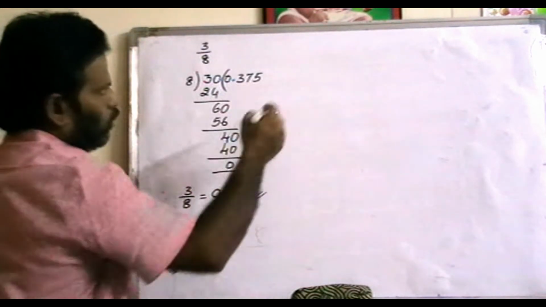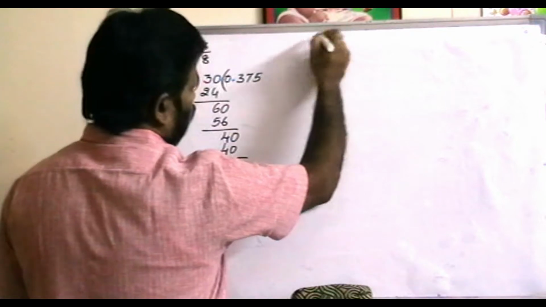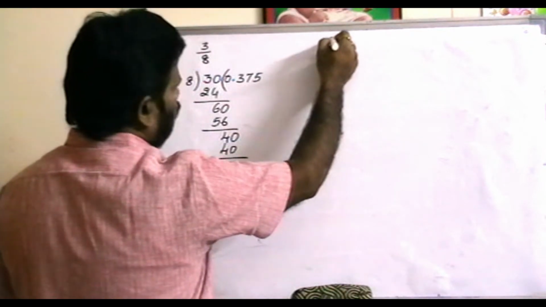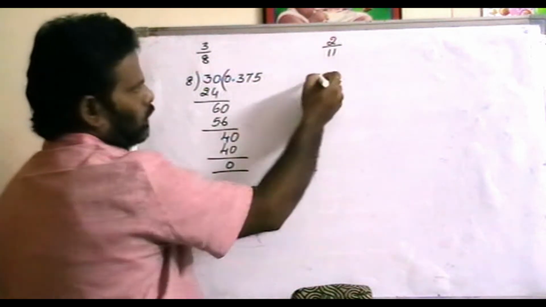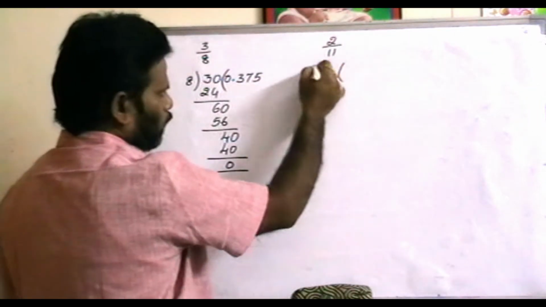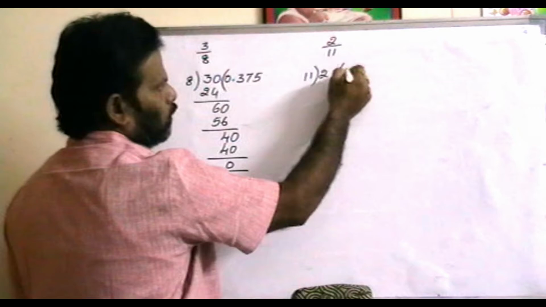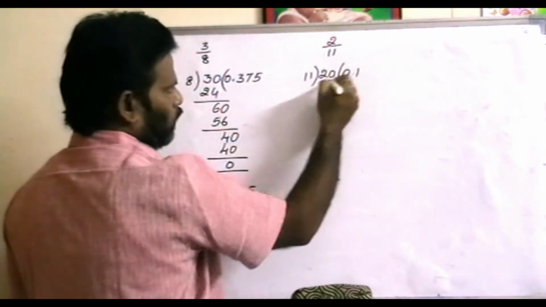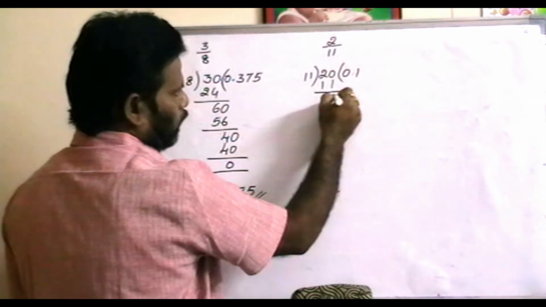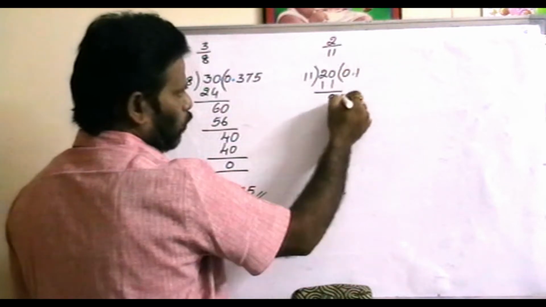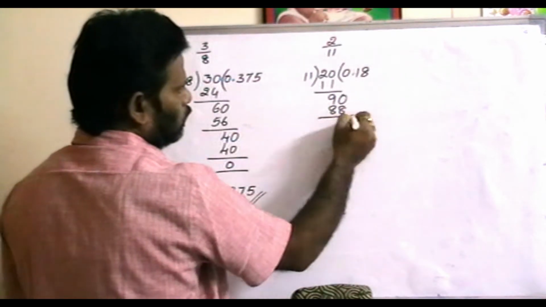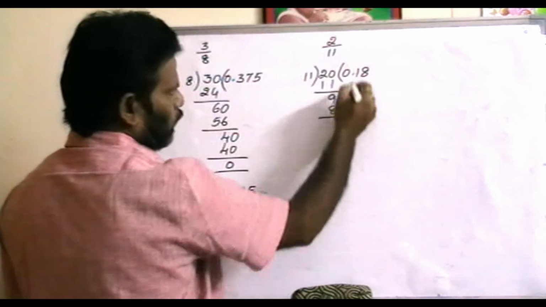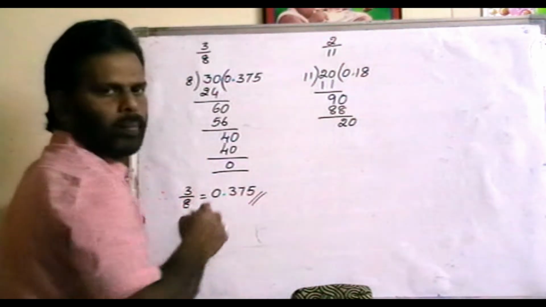For example, one more fraction, that is, the rational number 2 by 11. 2 by 11 is nothing but 2 divided by 11. Now 0.0, 11 ones are 11, remainder 9. We can keep one more 0. 11 8s are 88. The remainder is 2. Again we can keep one more 0.